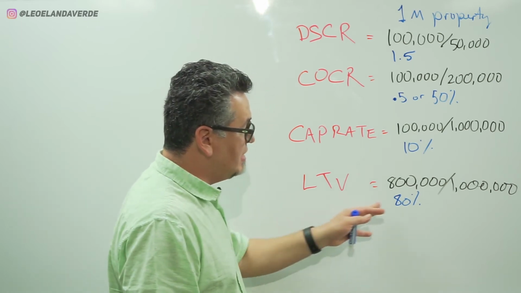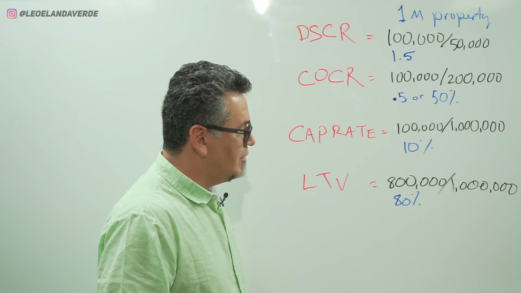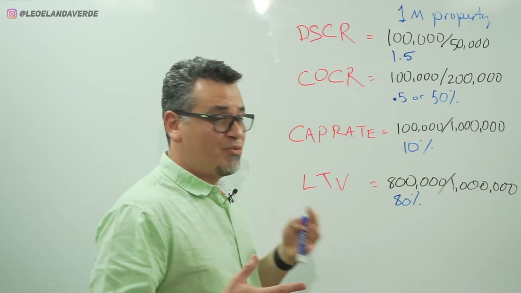Now the LTV. In this case, a $1 million property and an $800,000 loan, that's 80% LTV. It's satisfied, so it's 4 out of 4. So that's pretty good.